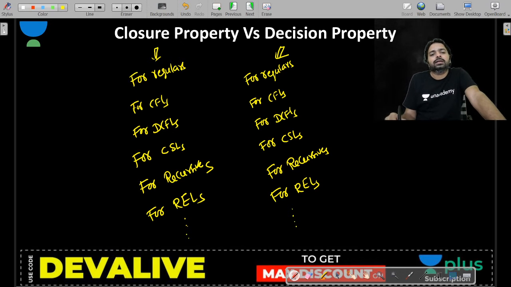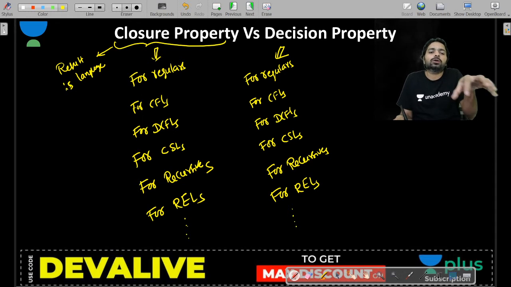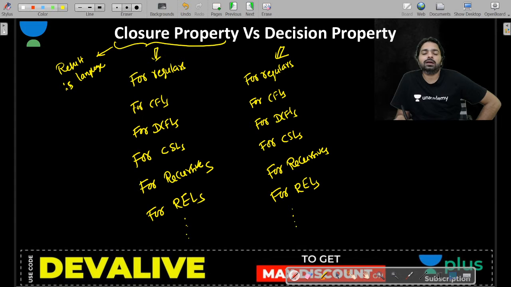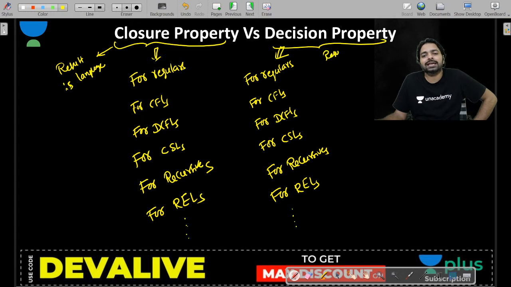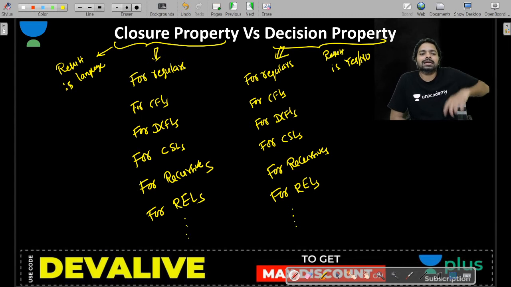Here, in closure property, we have an operation, and the result is a language. The answer depends on the language: what is the output for the given input and operations? And decision property's result is just yes or no.